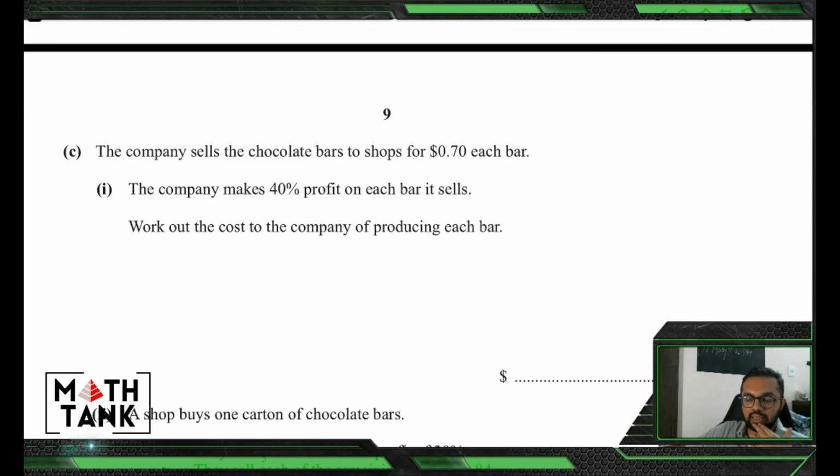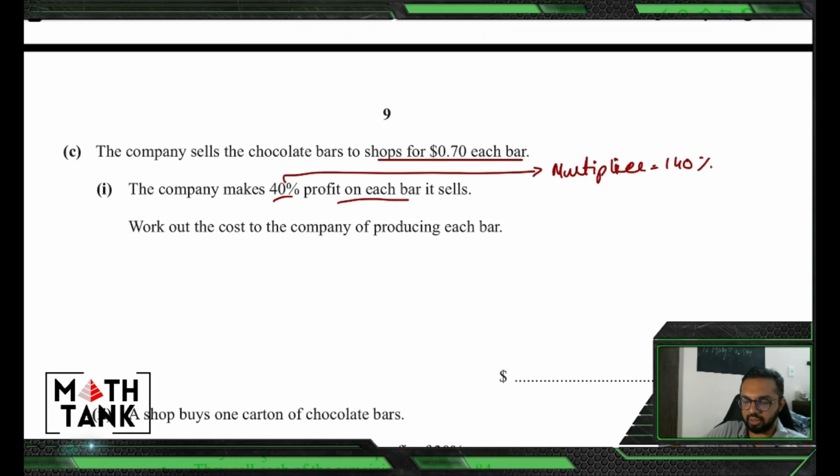Then it says the company sells the chocolate bars to shops for $0.70 each bar. The company makes 40% profit. Now, if you remember the percentage, the everyday math problems video that I've done, that is where we talk about profits and losses and discounts and so on. So profit is like an increase. I can say that this leads to a multiplier of 140%. Let's see what it says beyond that.